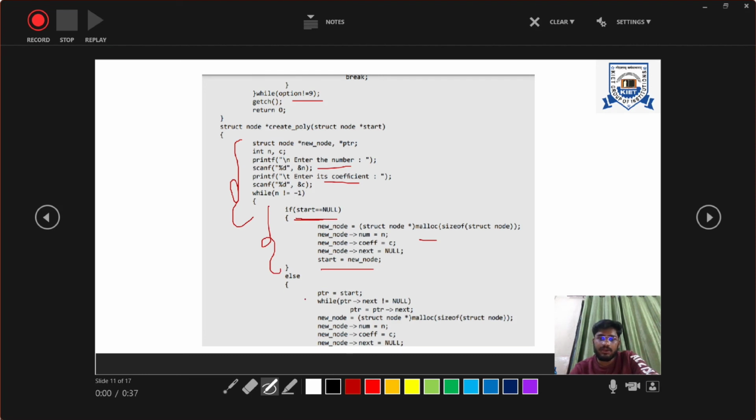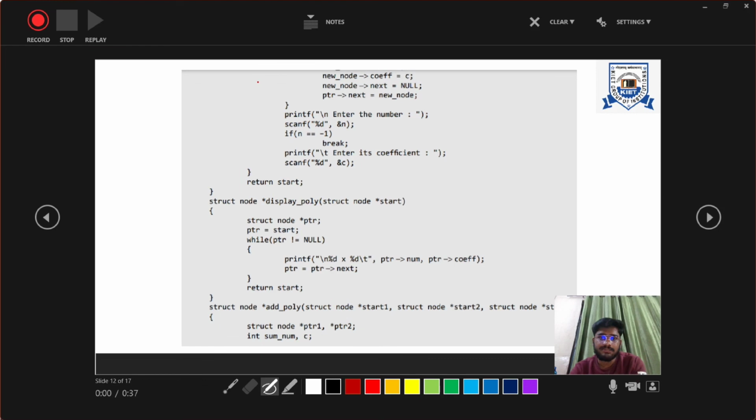While the start is not equal to null, the PTR, the new node, will be equal to the start pointer, and the next part of PTR will not be equal to null. While the next part of PTR is not equal to null, PTR is equal to the next part of PTR. And the new node will be equal to the n, and the coefficient will be equal to c, and the next part of the new node will be null. Similarly, you can see here for the negative term, for the subtraction of a value like this.